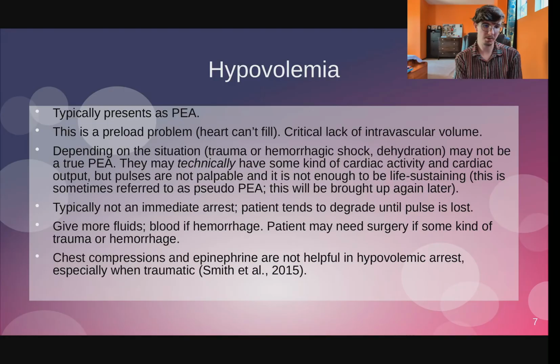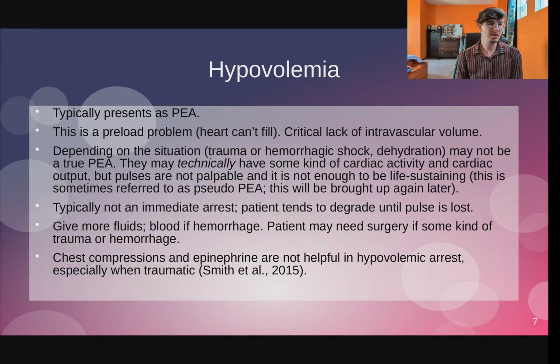Now, this is a preload problem. The heart is unable to fill correctly. There is a critical lack of intravascular volume. Think about it: if there's not enough blood for the heart to fill, there's nothing to pump out, right? And building off of that, depending on the situation, such as trauma or hemorrhagic shock, dehydration, this might not actually be a true PEA. The patient might technically have some kind of cardiac activity and some kind of cardiac output, but because there's so little intravascular volume, it's very, very little, and there's not enough perfusion to the point where there is no pulse, and it's not enough to be life-sustaining. And this is sometimes referred to as pseudo-PEA.